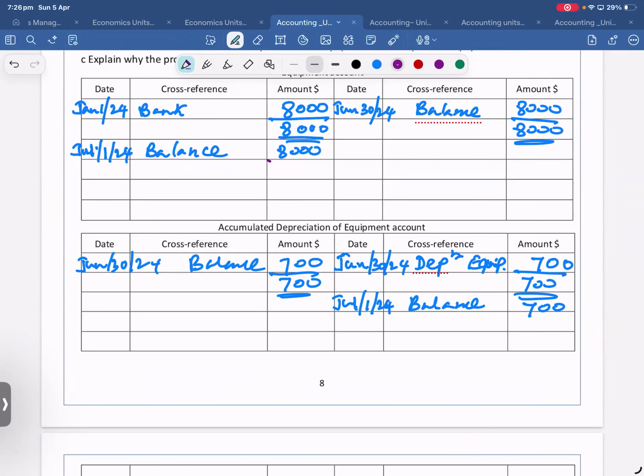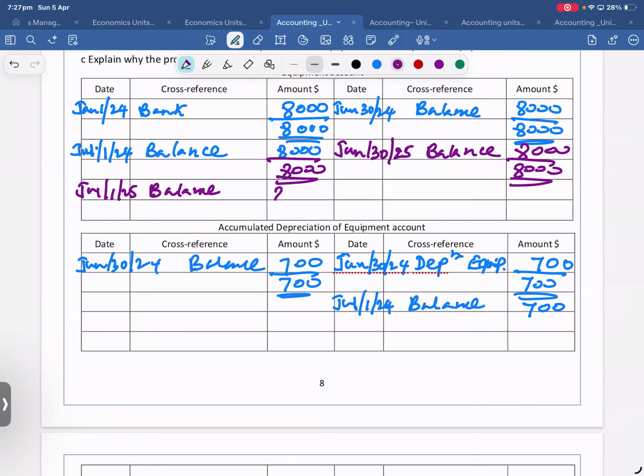So which is 8,000 here, 8,000 here. June 30th, 25. Then opening balance is July 1st, 25, 8,000.